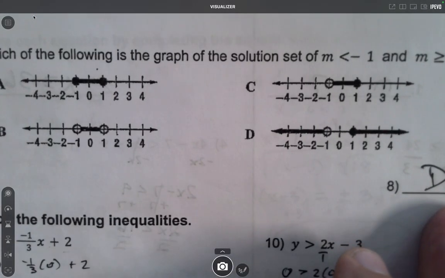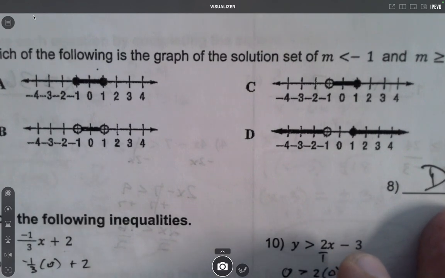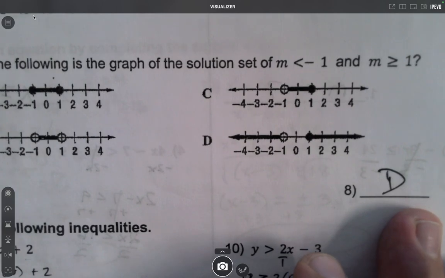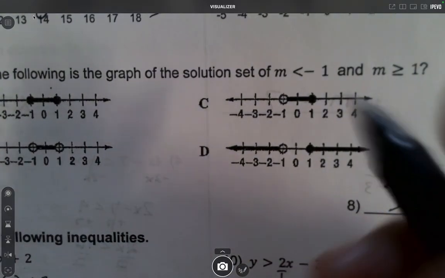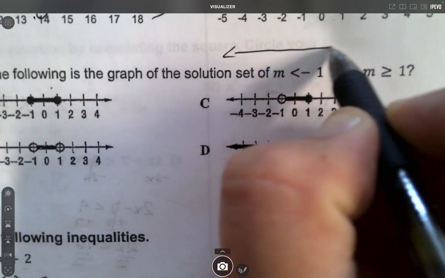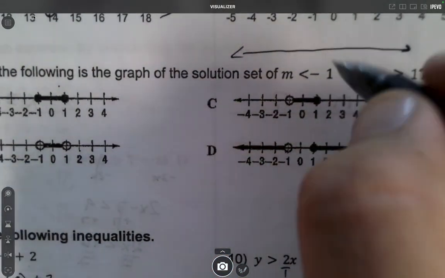Okay, number 8, which of the following is the graph of the solution set m is less than -1 and m is greater than or equal to +1. So one thing you could do if you wanted to is just kind of draw it up here for yourself and see which one matches.